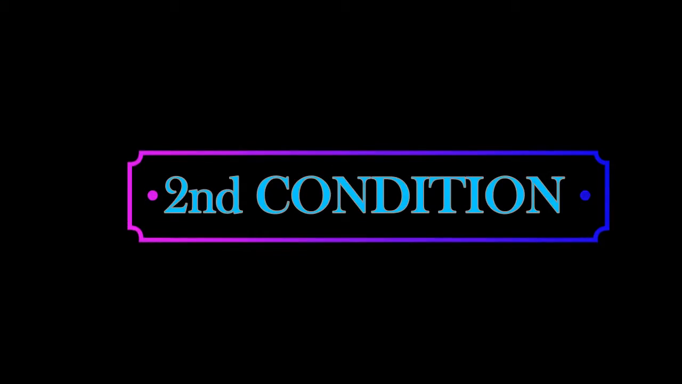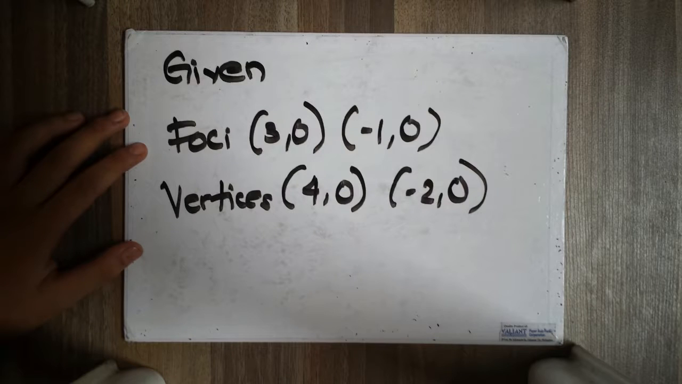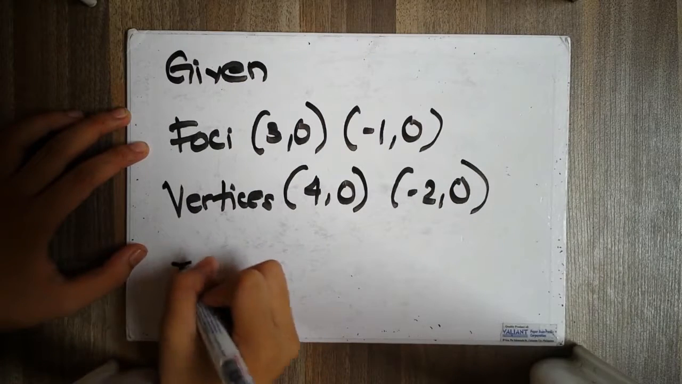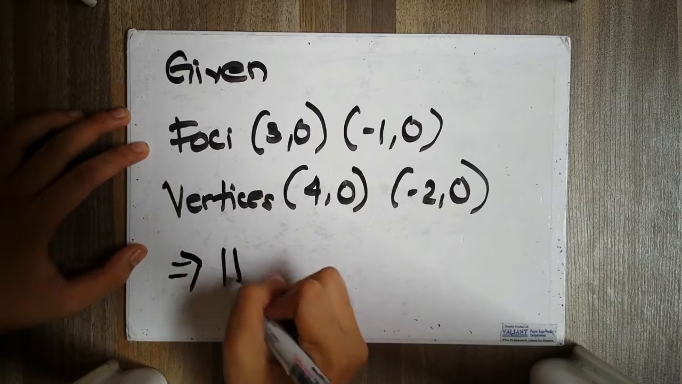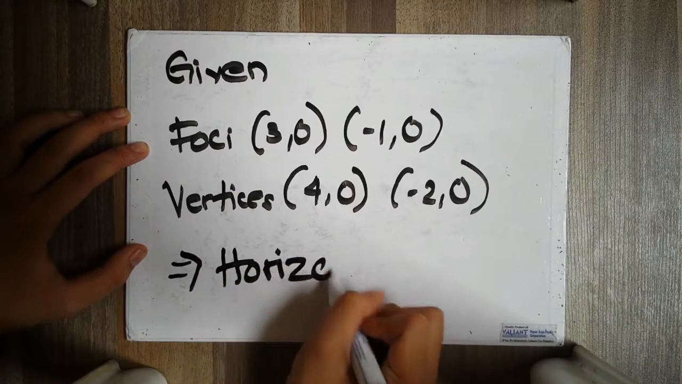Oh, where do we begin? For our second equation, the givens are foci at (3, 0) and (-1, 0), and vertices at (4, 0) and (-2, 0). Once again, we can say that our ellipse is horizontal since the y-coordinates are the same.